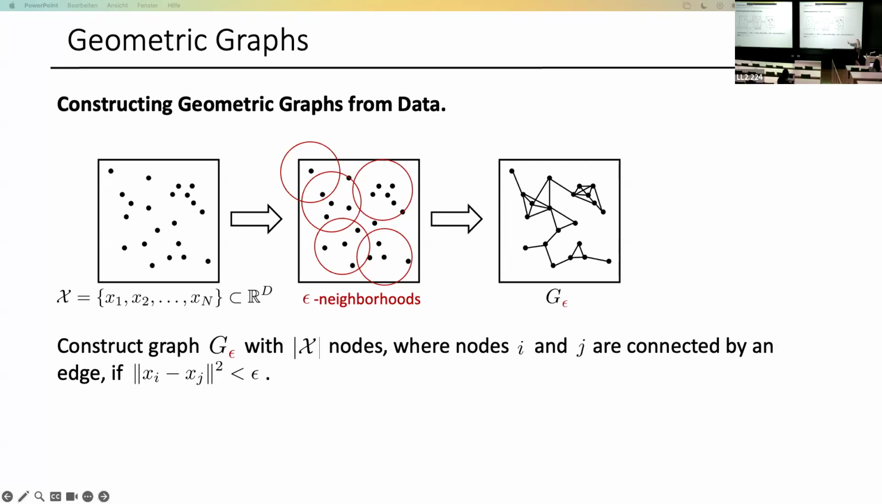So one way to represent the metric information in such a point cloud is to construct a similarity graph by constructing epsilon neighborhoods. So each point in our point cloud becomes a node in the graph, and we draw an edge between 2 nodes whenever they're within an epsilon distance from each other, right? And then we can vary epsilon, and that gives us a family of graphs that capture the metric information, the distances in our point cloud.